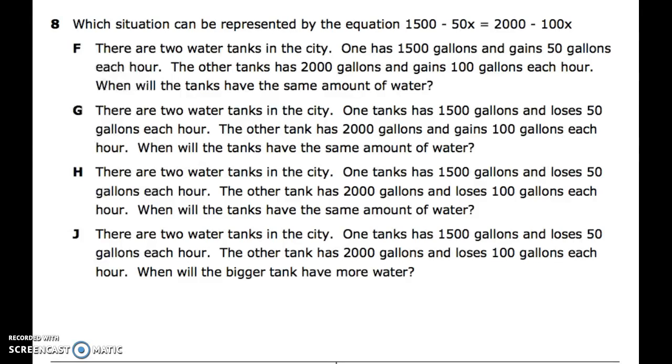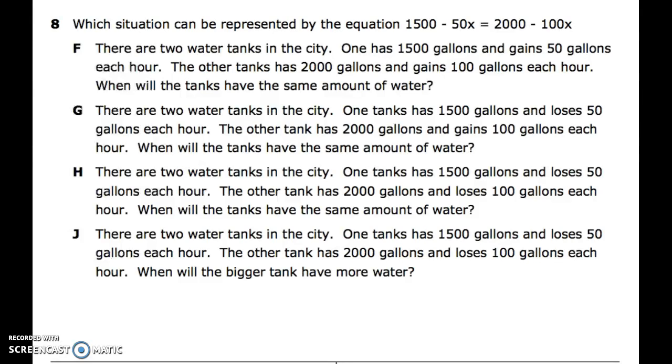G. There are 2 water tanks in the city. One tank has 1,500 gallons and loses 50 gallons each hour. The other tank has 2,000 gallons and gains 100 gallons each hour. When will the tanks have the same amount of water?